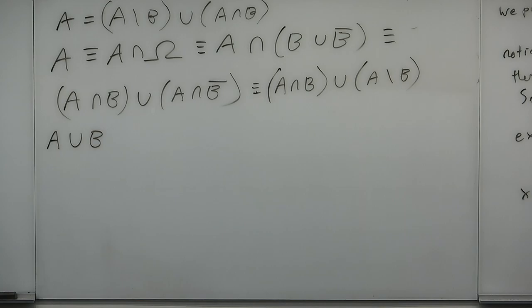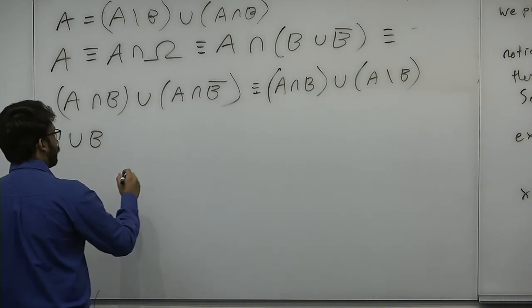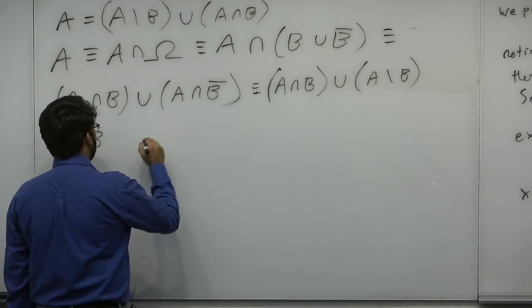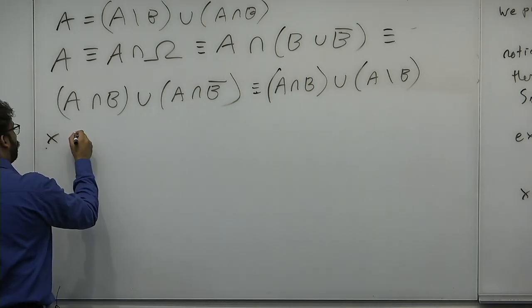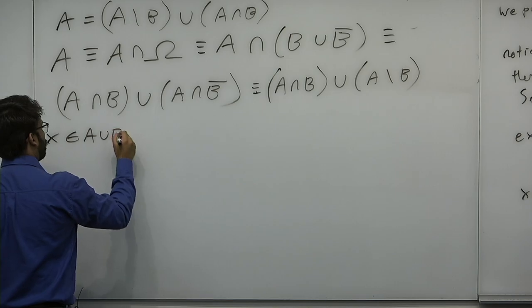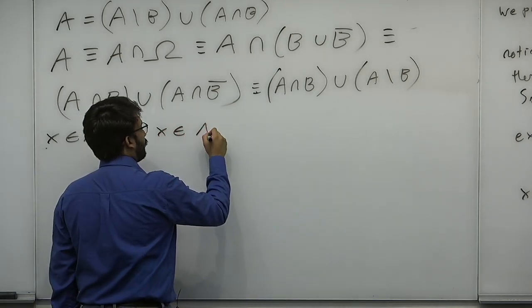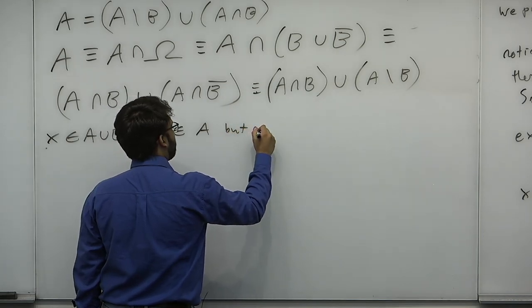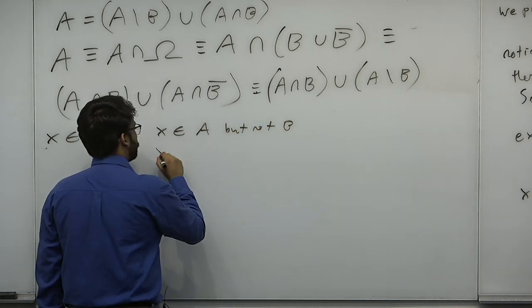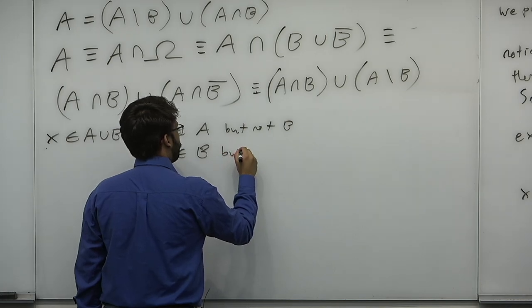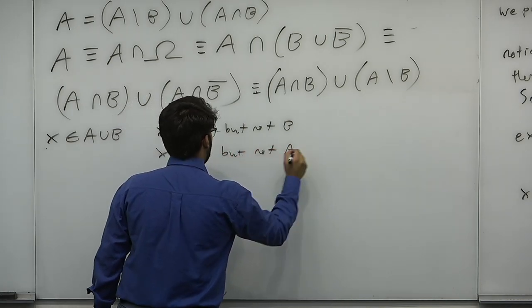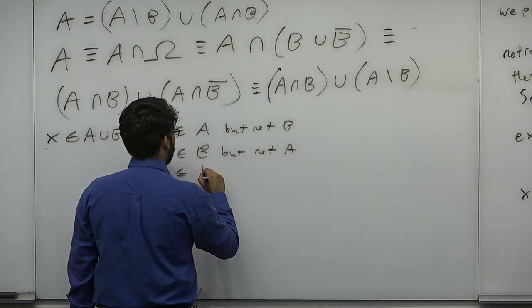Consider all the elements in A union B. If X is an element of A union B, there are three cases. X is an element of A, but not B. X is an element of B, but not A. And X is an element of both.